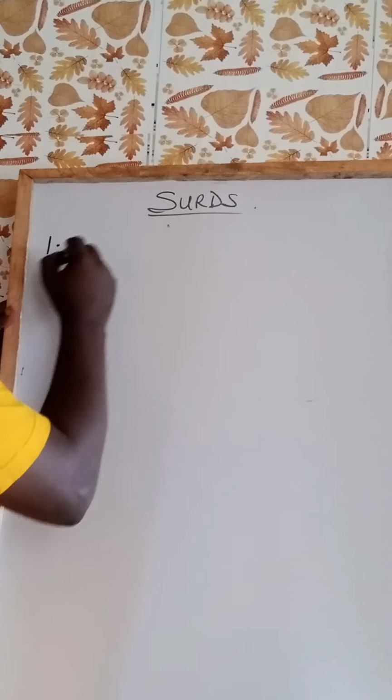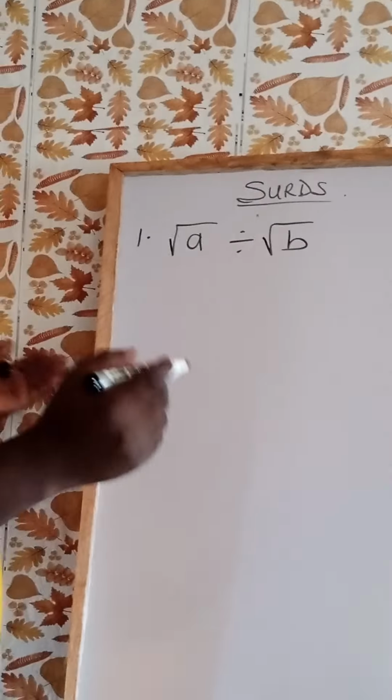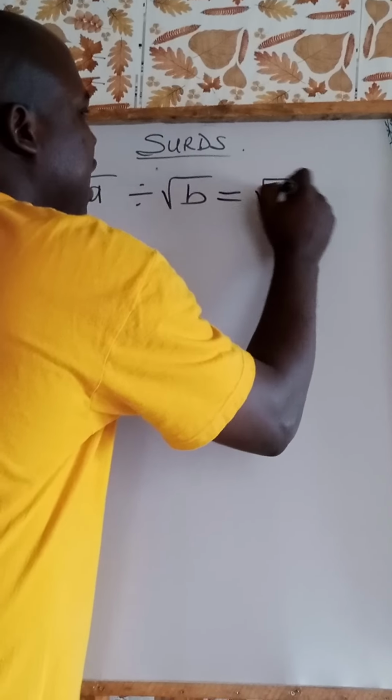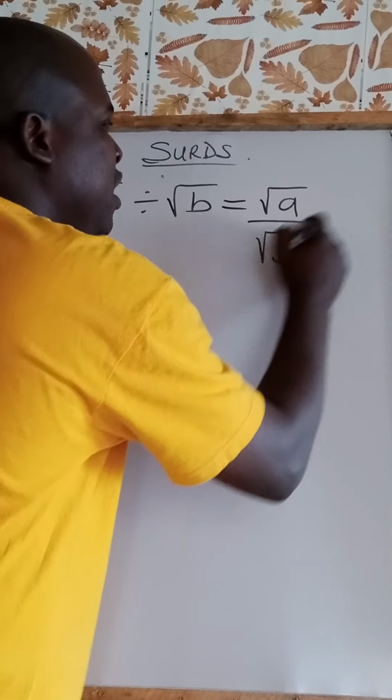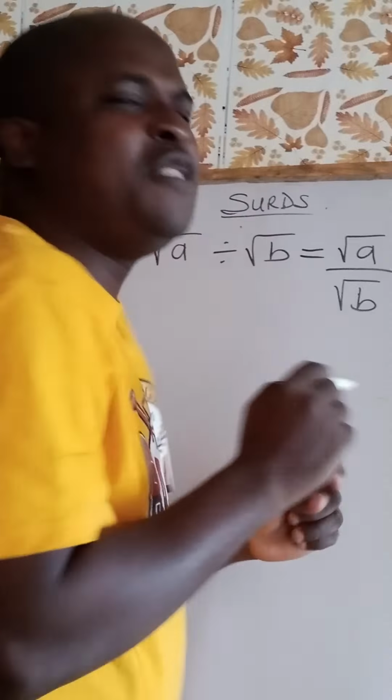Now, let's consider the rules of surd, the rules that we need to follow before we can actually solve questions on surd. There are two major rules of surd that we need to consider. The first one is root A divided by root B. In a situation where you have something like this, I can rewrite this as root A all over root B, which is also equal to the root of A all over B. This is the first rule of surd that we need to consider.